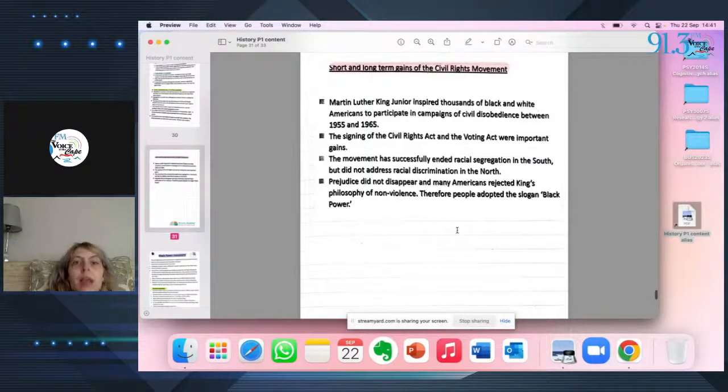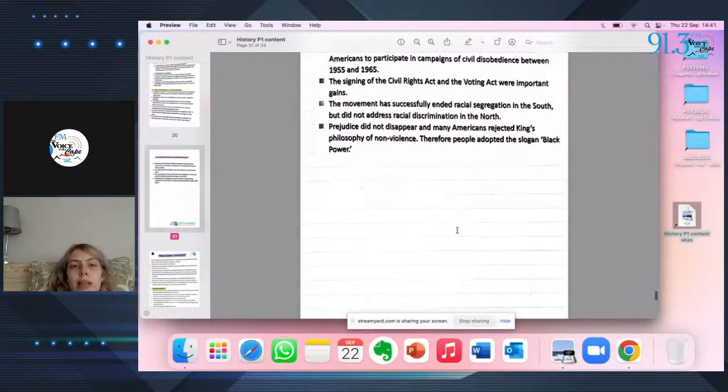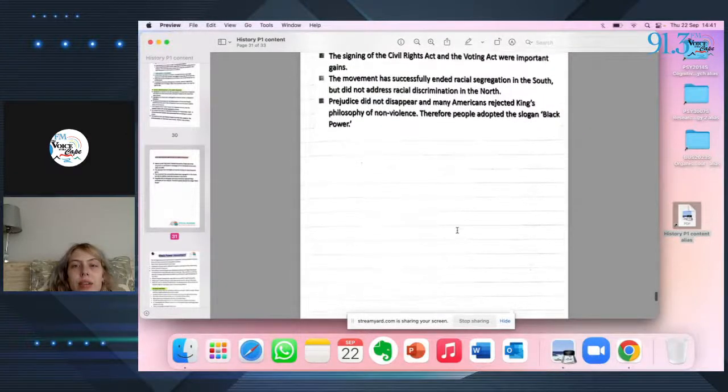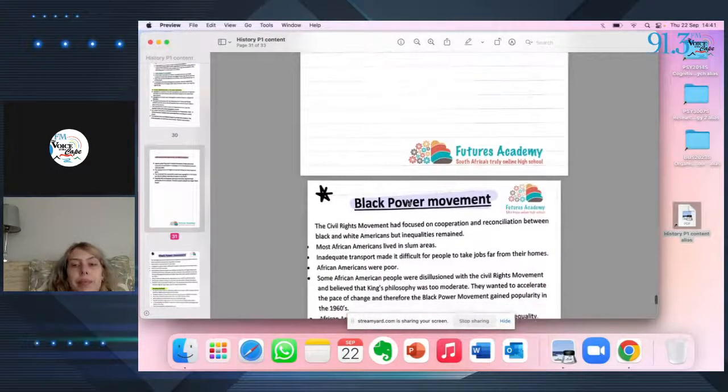And then this is also very important to know, the short and long-term gains of the civil rights movement. So Martin Luther King Jr. inspired thousands of black and white Americans to participate in campaigns of civil disobedience between 1955 and 1956. Signing of the Civil Rights Act and the Voting Act were important gains, and the movement had successfully ended racial segregation in the South, but did not address racial discrimination in the North. Prejudice did not disappear, and many Americans rejected King's philosophy of nonviolence. Therefore, because of these 2 reasons, people adopted the slogan, Black Power.